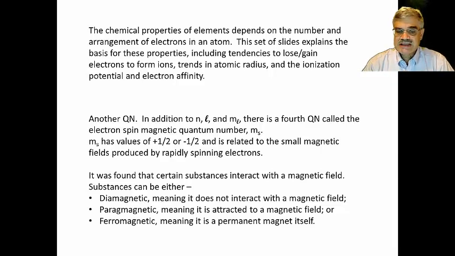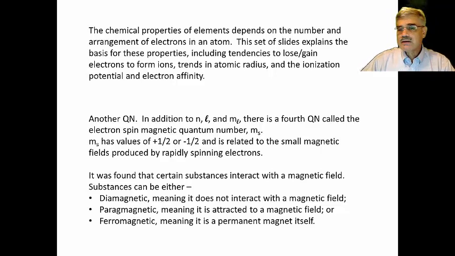Some substances can interact with magnetic fields and others do not. In general, substances can be characterized as being either diamagnetic, which means that they do not interact with a magnetic field, paramagnetic, meaning that they are attracted to or do interact with a magnetic field, and ferromagnetic, which are those substances that are permanent magnets themselves.